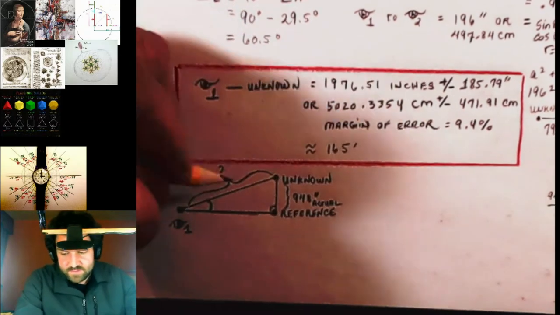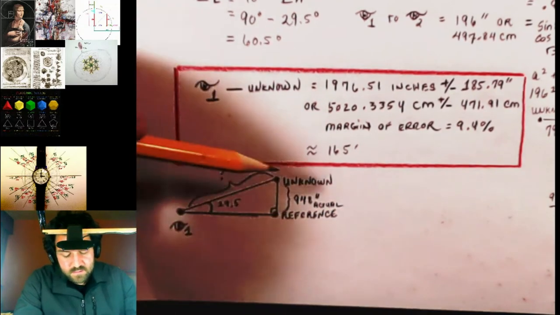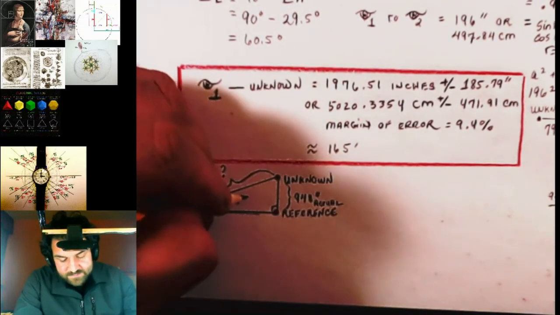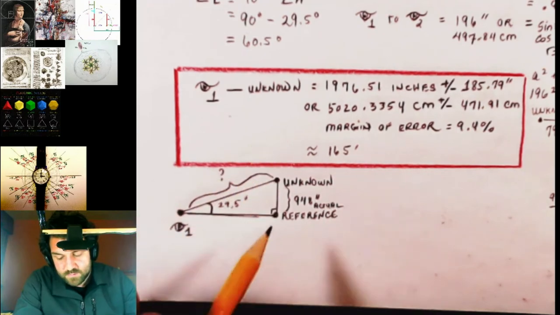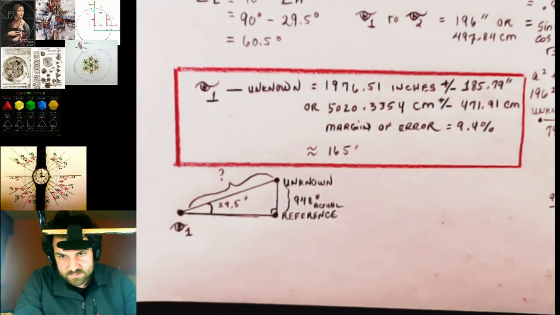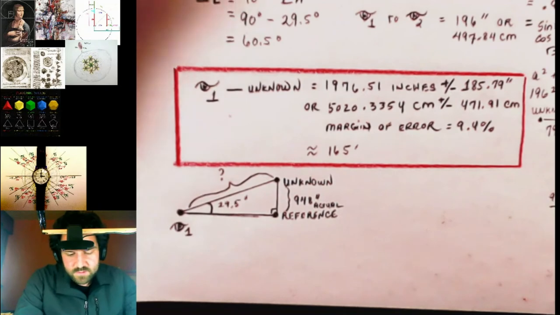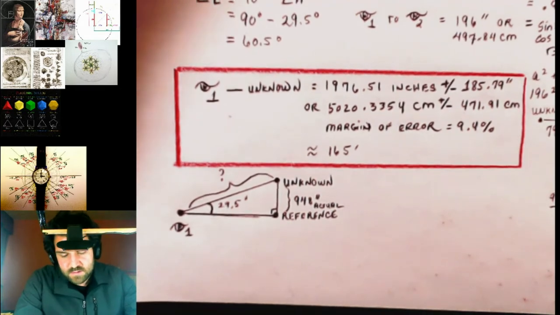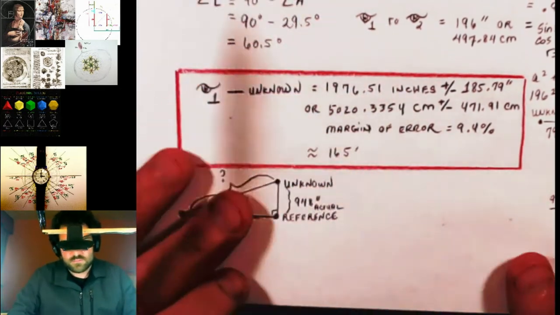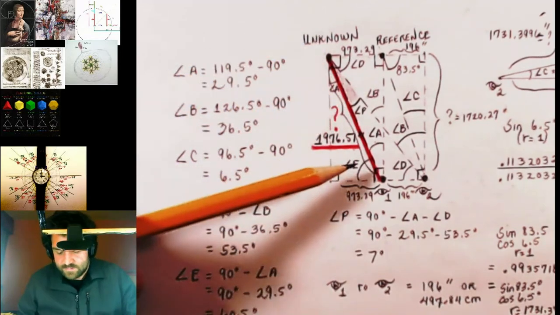And this angle was 29.5 degrees. Okay, well, maybe it really wasn't 29.5 degrees because we were off, right? So if we're computing this distance, we know we were off by 2.6%. And it turns out we were short. We computed our actual measurement was shorter than the computed measurement. So our distance right here will be short, okay, by 2.6%.